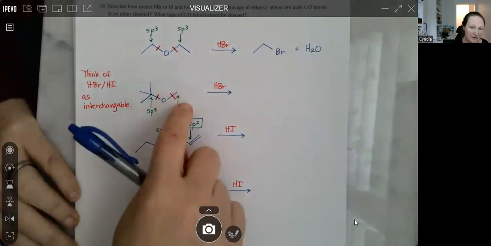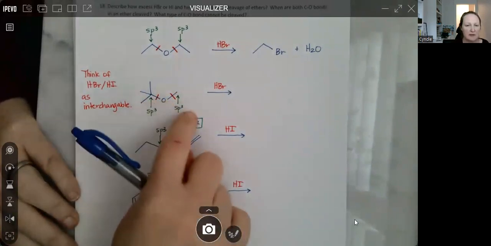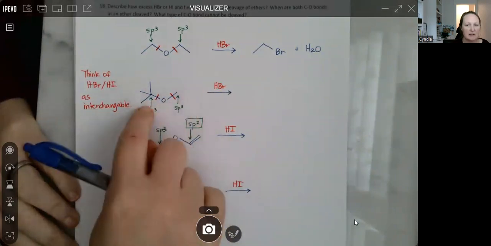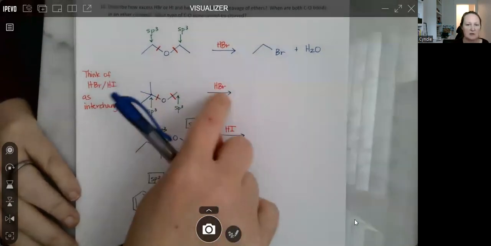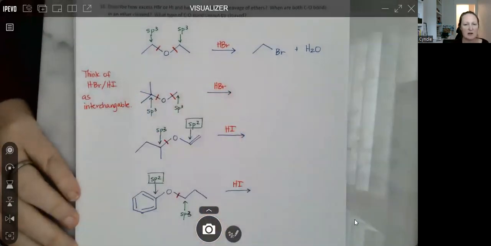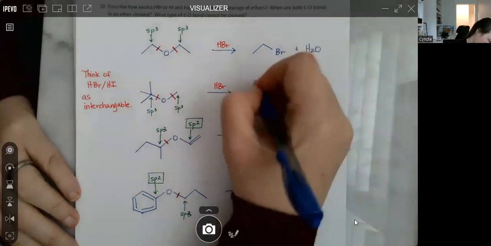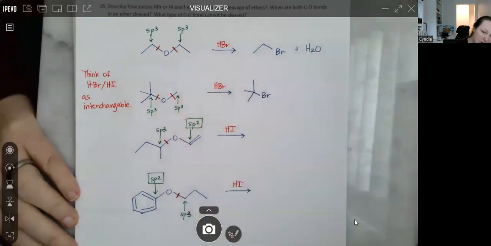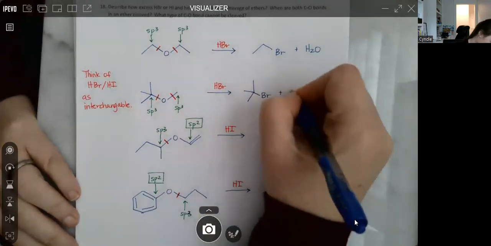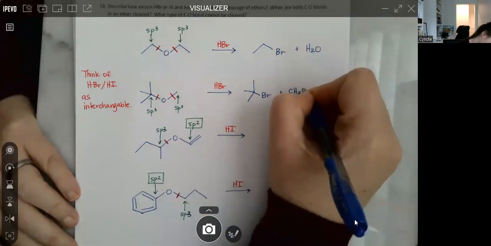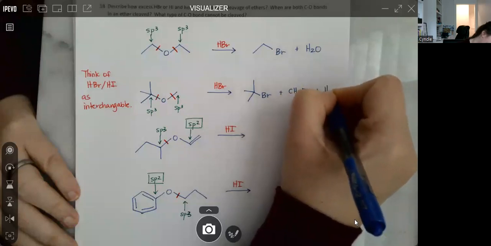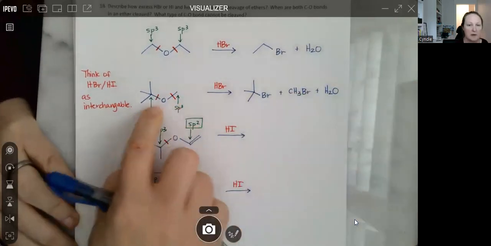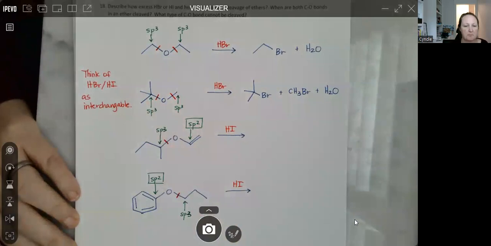In this case, we have an unsymmetrical ether, so we're going to get 2 different alkyl halides. Again, I used HBr, so I'm going to go ahead and make alkyl bromides. I'm just going to make a tertiary and a methyl, and also water because I cleaved both carbon-oxygen bonds in that ether.